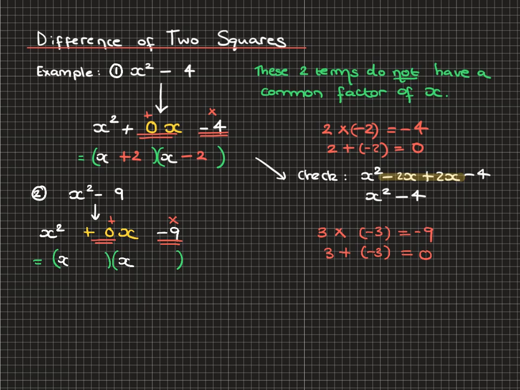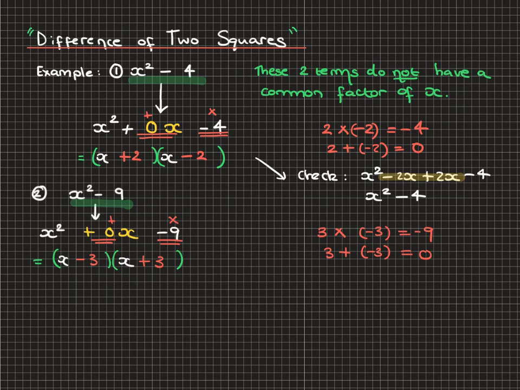So my brackets are x minus 3 and x plus 3, or written the other way around, x plus 3 and x minus 3. And again, you can expand to check that if you need to. Now, these sorts of expressions, x squared minus 4 and x squared minus 9, are called the difference of two squares, hence the title here. Now, why are they called that?